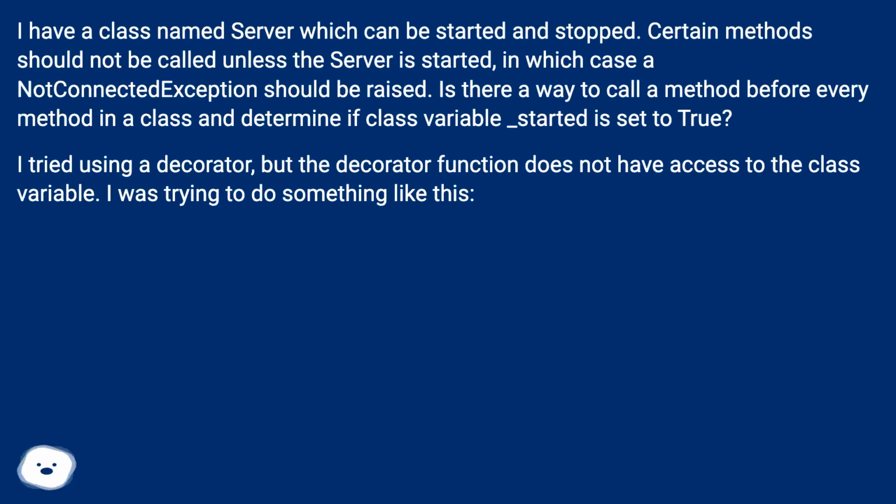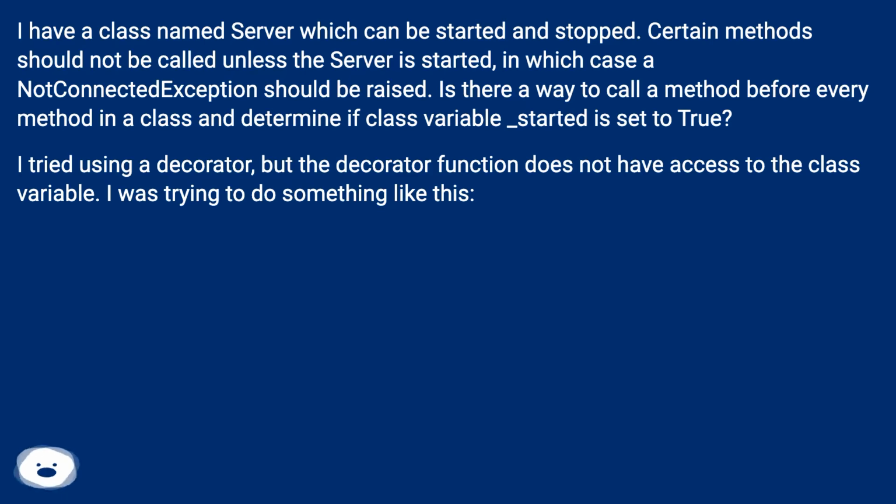Check condition before method call. I have a class named server which can be started and stopped. Certain methods should not be called unless the server is started, in which case a not connected exception should be raised. Is there a way to call a method before every method in a class and determine if class variable _started is set to true?